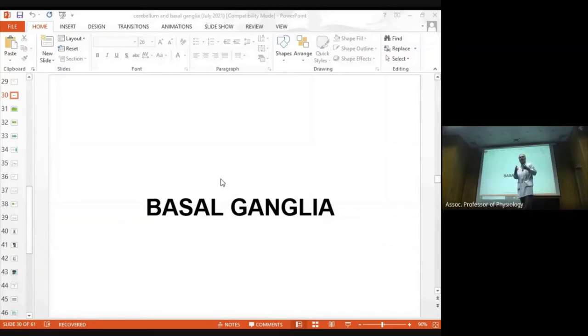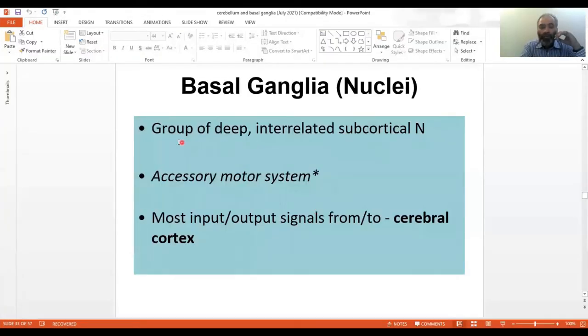You see some danger like a lion or whatever. You will instinctively go into a set of motions not told to you. They are like your nature. This deep instinct, motor instinct, is basal ganglia. What are they? The words ganglia and nuclei, basal nuclei and basal ganglia, are the same thing, as you'll be studying in anatomy. These are a group of deeply placed, highly interrelated subcortical nuclei. They are an accessory motor system. Most of the input and output is from and to the cerebral cortex, so they have extensive linkages to and fro between cerebral cortex and basal ganglia.